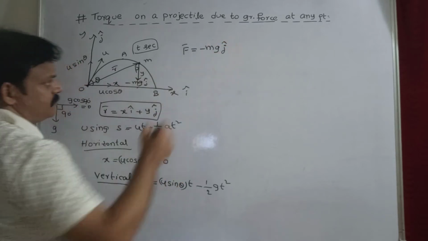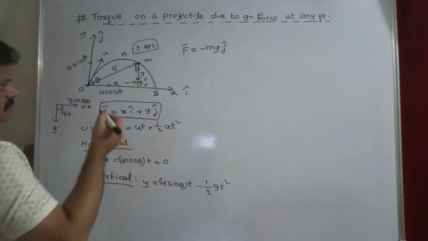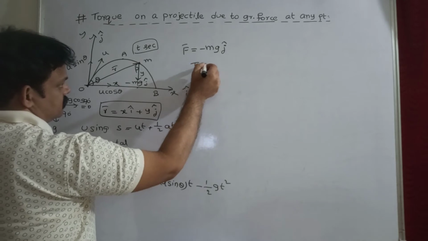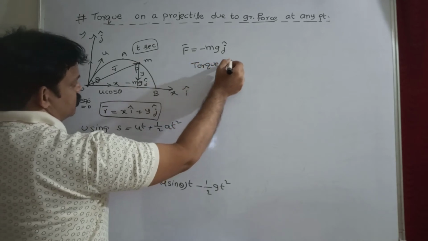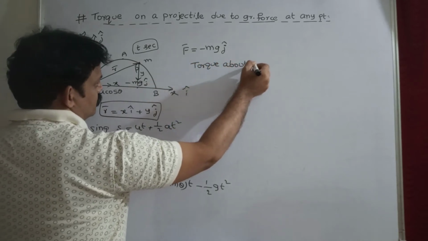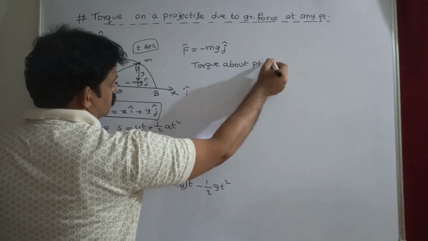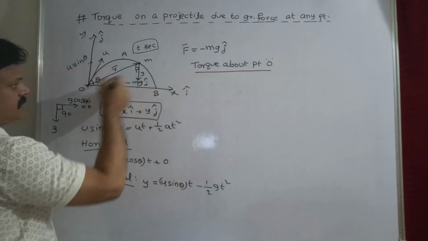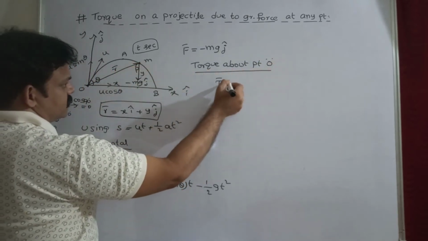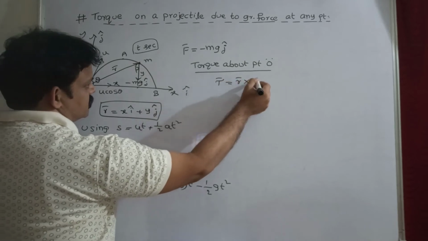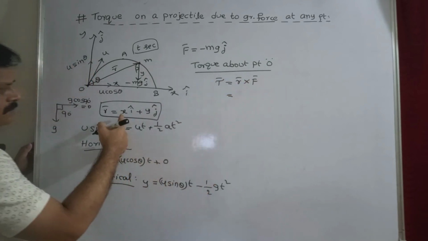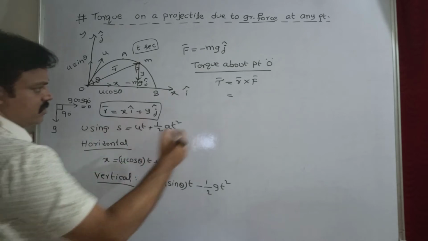So my aim is to find torque about point O. O means point of projection. So I can write tau bar expression, r bar cross f bar. What is r bar here? x i cap plus y j cap. What is x here? u cos theta into t.